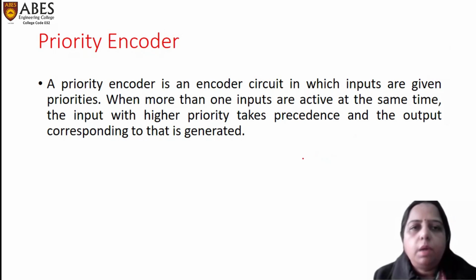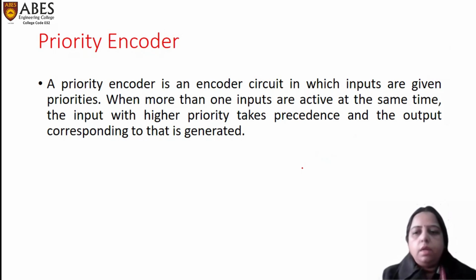Priority encoder can be of two types. It can be one in which we give the priority to the higher input, or we can give the priority to the lower input. So in this case, we would be giving priority to the higher input. So for that, we would be drawing a logic diagram and truth table.